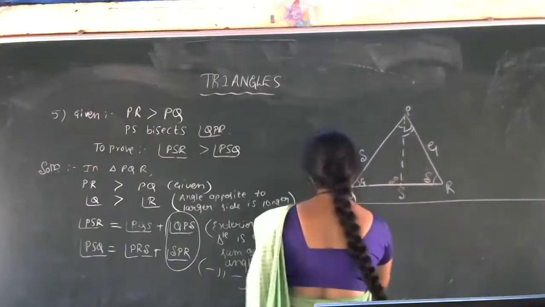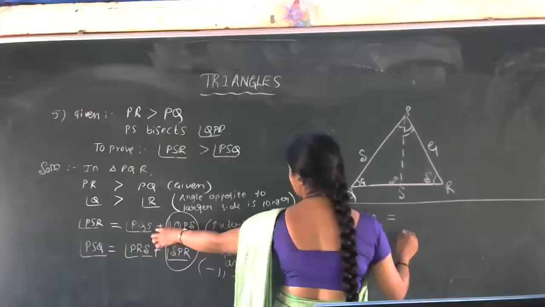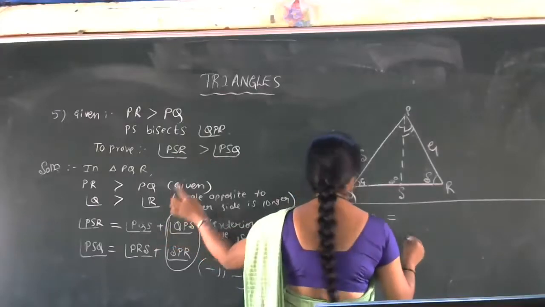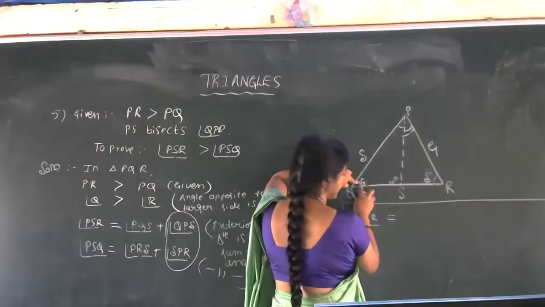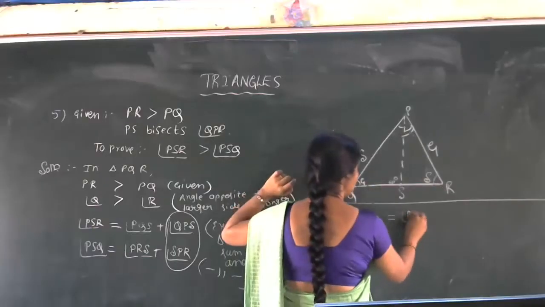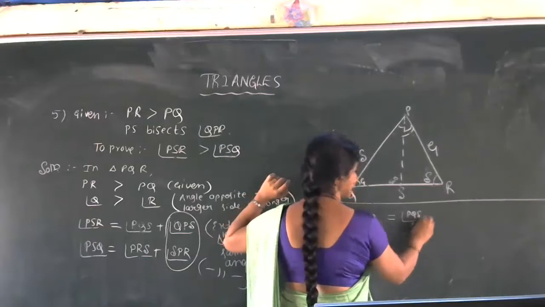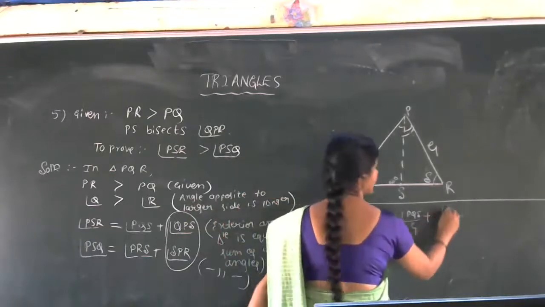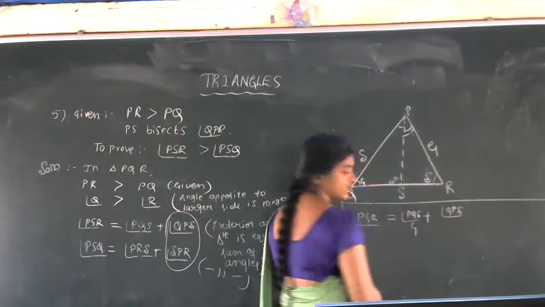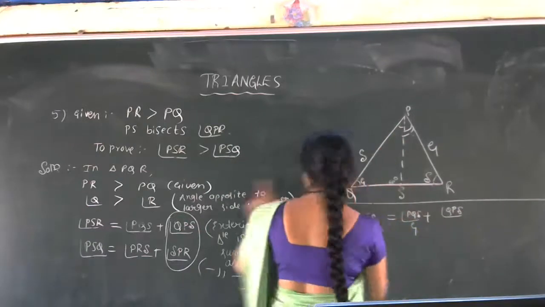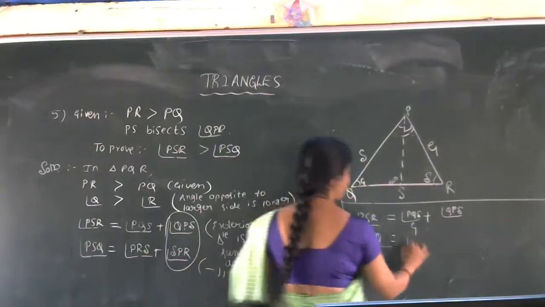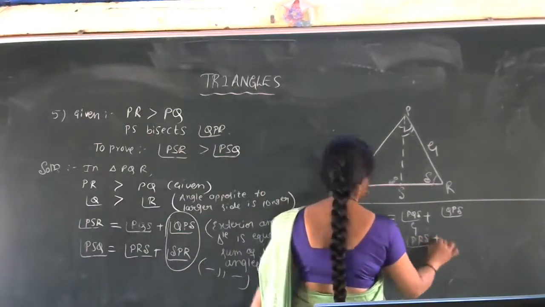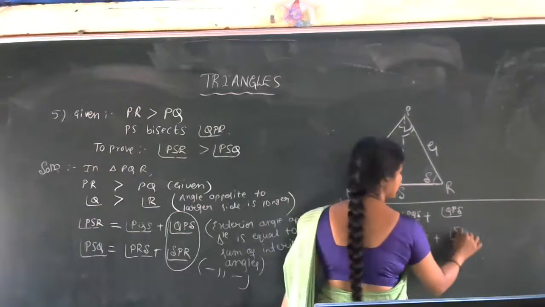So angle PSR is equal to PQS plus QPS. We don't know how much PQS is, but when we compare the two, this is greater. So PQS is the greater angle, plus QPS is equal to this angle. Next, angle PSQ is the sum of angle PRS plus angle SPR.